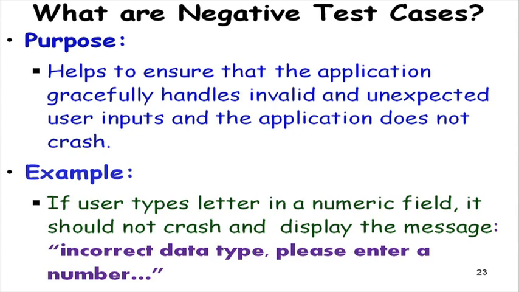So, that we call negative test cases. A negative test case checks whether the software is well behaved when invalid and unexpected inputs are given. So, the positive test cases check the working of the software when the inputs are valid, whereas the negative test cases check that the program behaves gracefully when invalid or unexpected inputs are given.